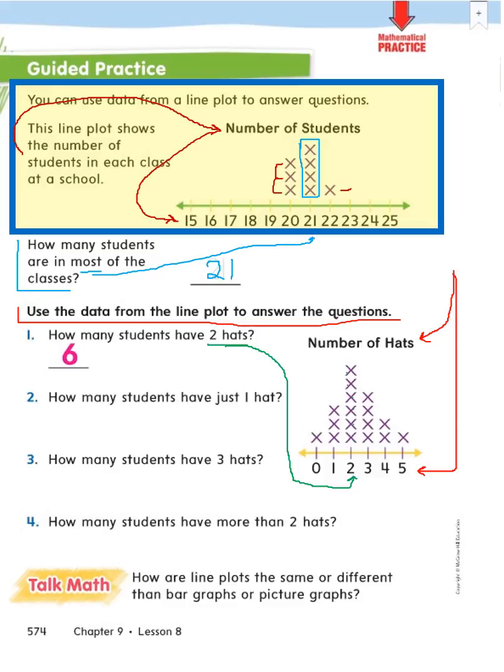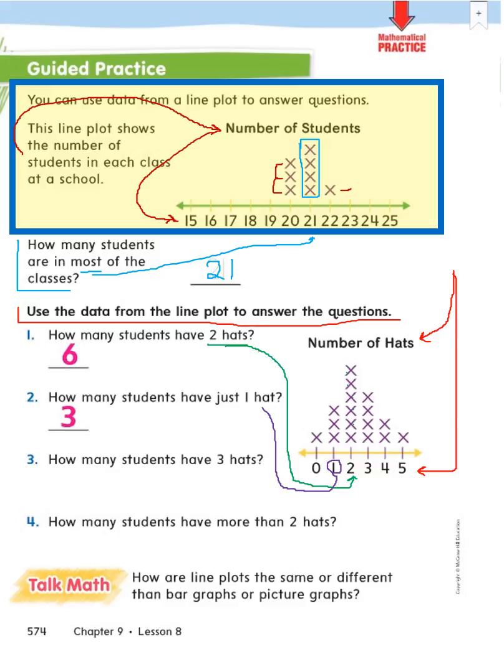Number 2, how many students have just 1 hat? Before I give you the answer, if you need to pause and change, you can. Here we go. How many students have just 1 hat? 3. Why? We go to where there is 1 hat, that's this one right here, and we count the X's, and there are 3. 3 kids have 1 hat.